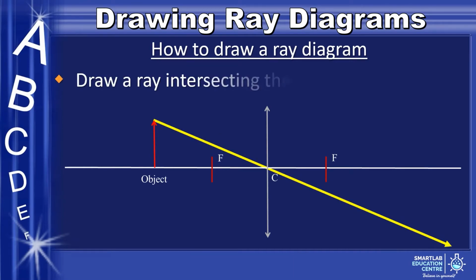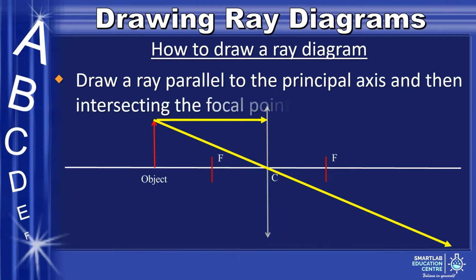First, draw a ray intersecting the optical center, which remains undeviated and hence, it is a straight line through the optical center. Next, we draw a ray parallel to the principal axis. Recall that the light ray parallel to the principal axis will converge to the principal focus. Hence we will draw the light ray such that it directs to the principal focus as shown. This results in the light ray to be drawn as shown.